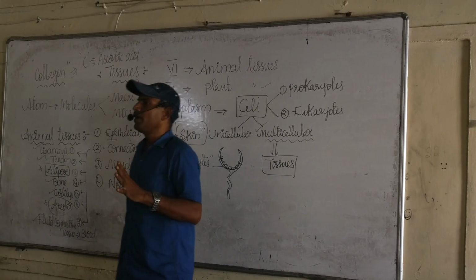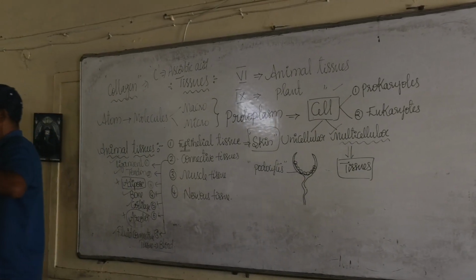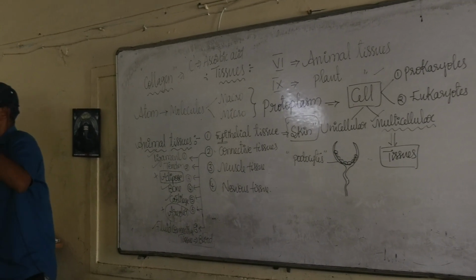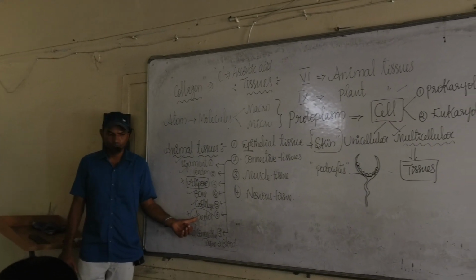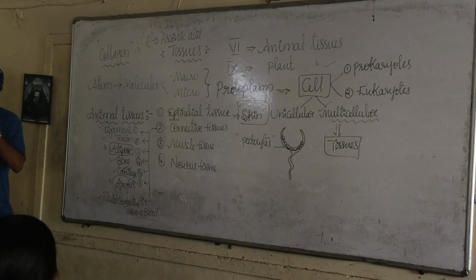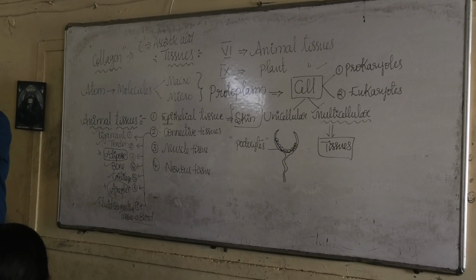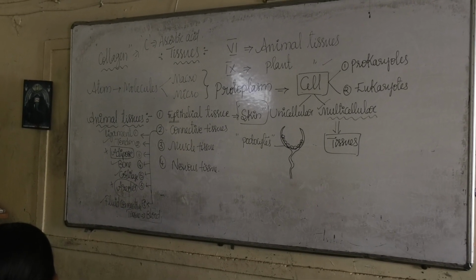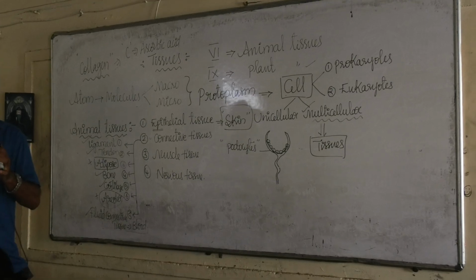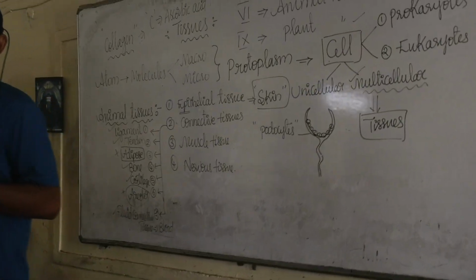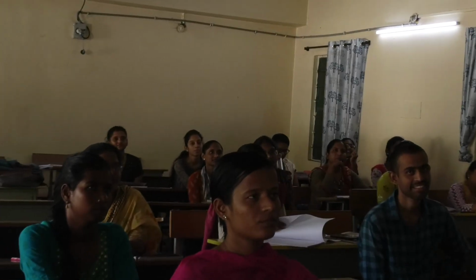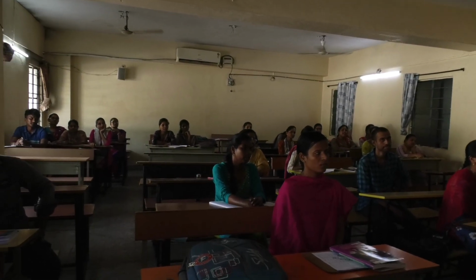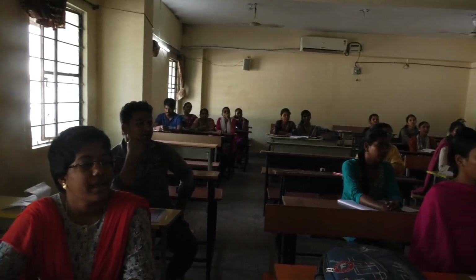Areolar tissue. Simple point here: the tissue that joins two tissues, and the tissue which is involved in repairing of tissues, is called areolar tissue. Then after that we have the fluid connective tissue, which is nothing but blood. Now let us discuss this particular tissue called blood. So what is blood? Blood is nothing but a fluid connective tissue.